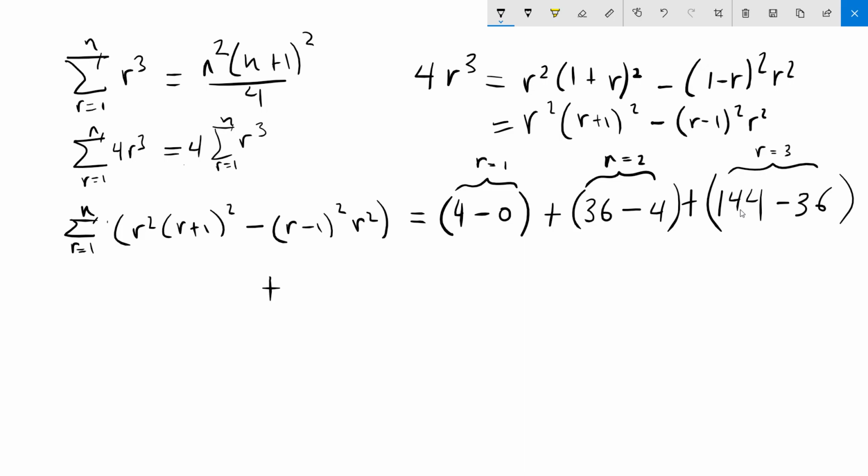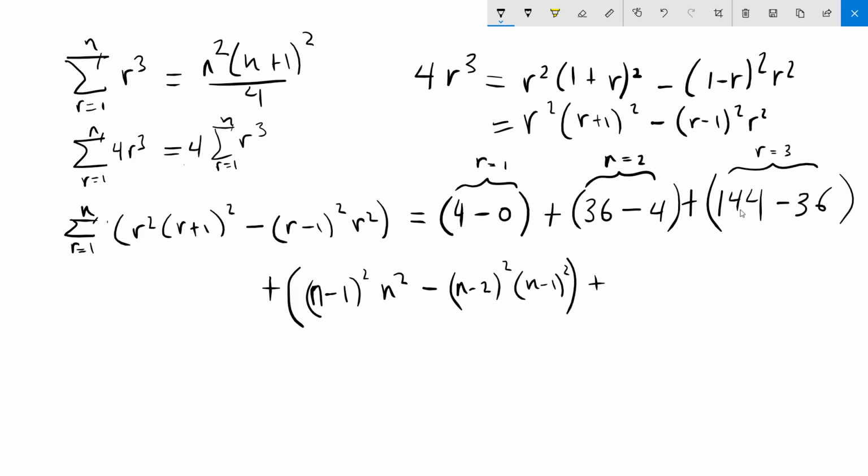So our second to last term is, let's see, n minus 1 quantity squared times n squared, right? Plugging in n minus 1 here gives us n minus 1 plus 1, which is n. Then we're going to be subtracting off, plugging n minus 1 into r minus 1, which is n minus 2 squared times n minus 1 squared. Right? This is our second to last term.